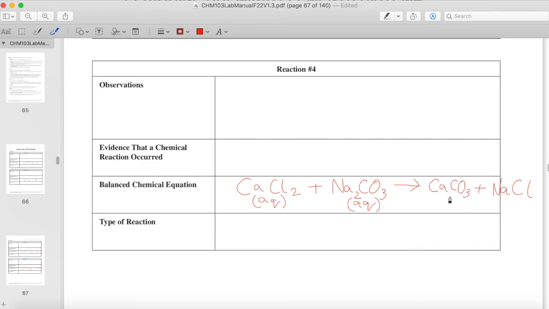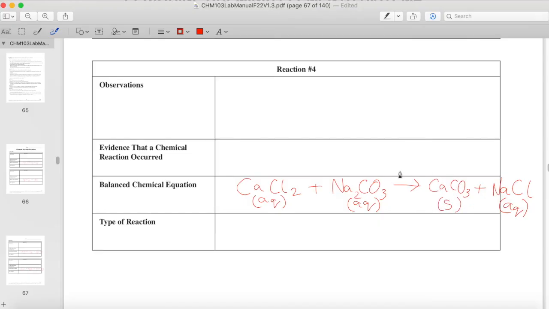Now, if you're trying to figure out which one of these is the solid and which one isn't, I will point out that all sodium salts are water soluble. Your solid could not have been your sodium chloride. Sodium chloride would dissolve in water, so I'm going to put an AQ underneath it. So in other words, the white cloudy stuff you saw was calcium carbonate.